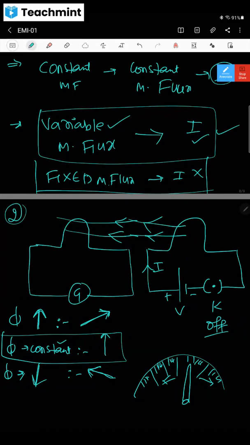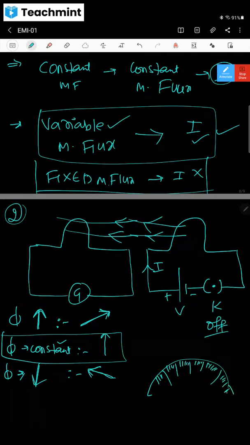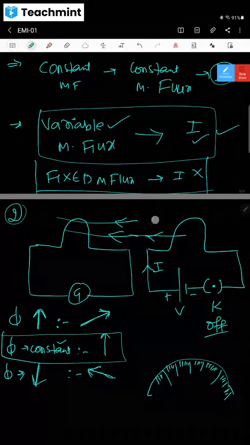Is this experiment, whatever experiment I have explained, clear? Okay, you can draw this diagram also. First of all, you should get this concept. What is that concept? That the EMF or that current is coming due to changing magnetic flux. That idea should come to you.